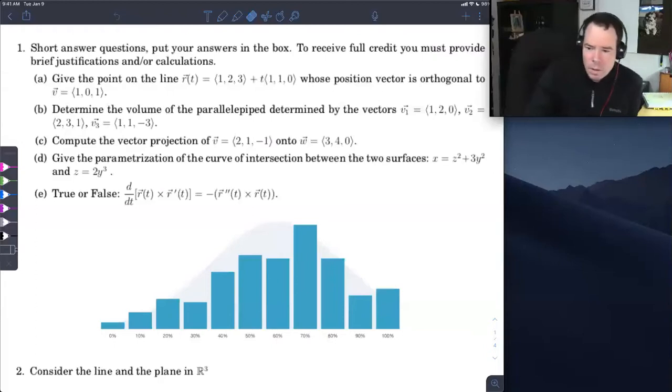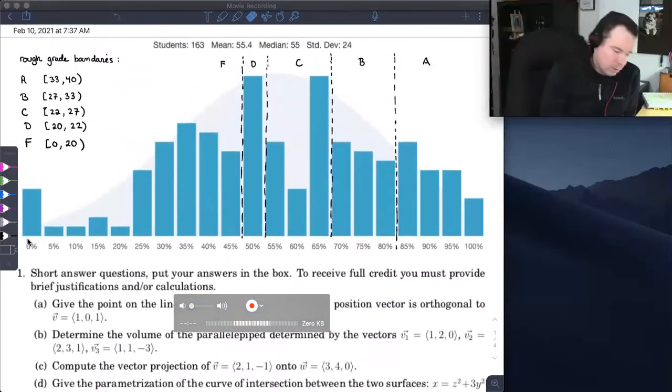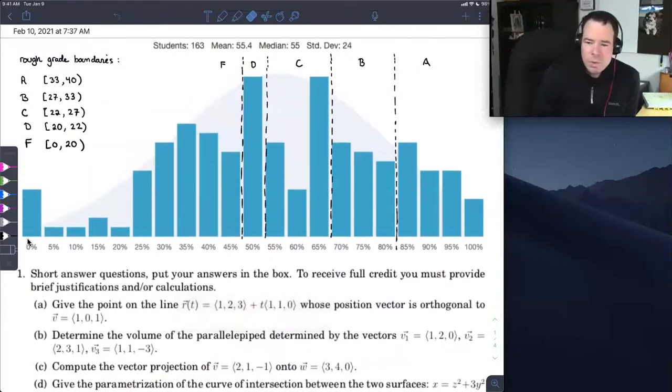I think there's a misinterpretation here. Those 33 to 40 is your raw score, so a raw score out of 40. If you received a grade of 33 or above, so 33 to 40, you got a raw grade, you got an A.